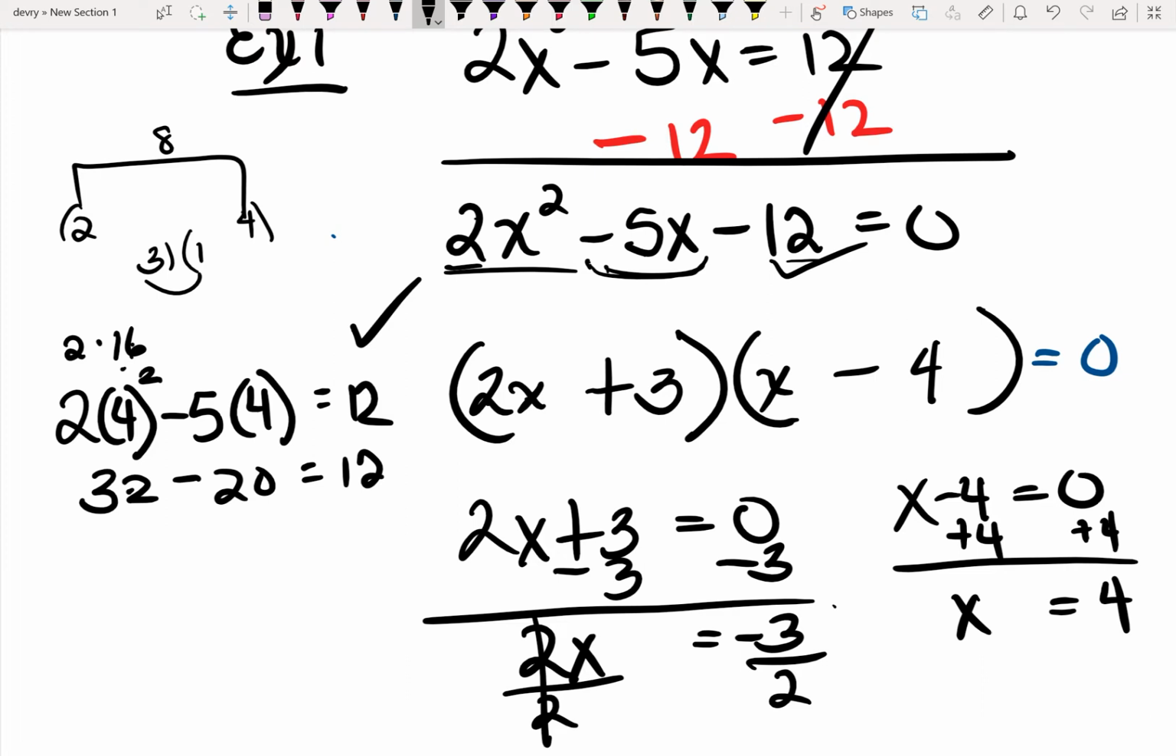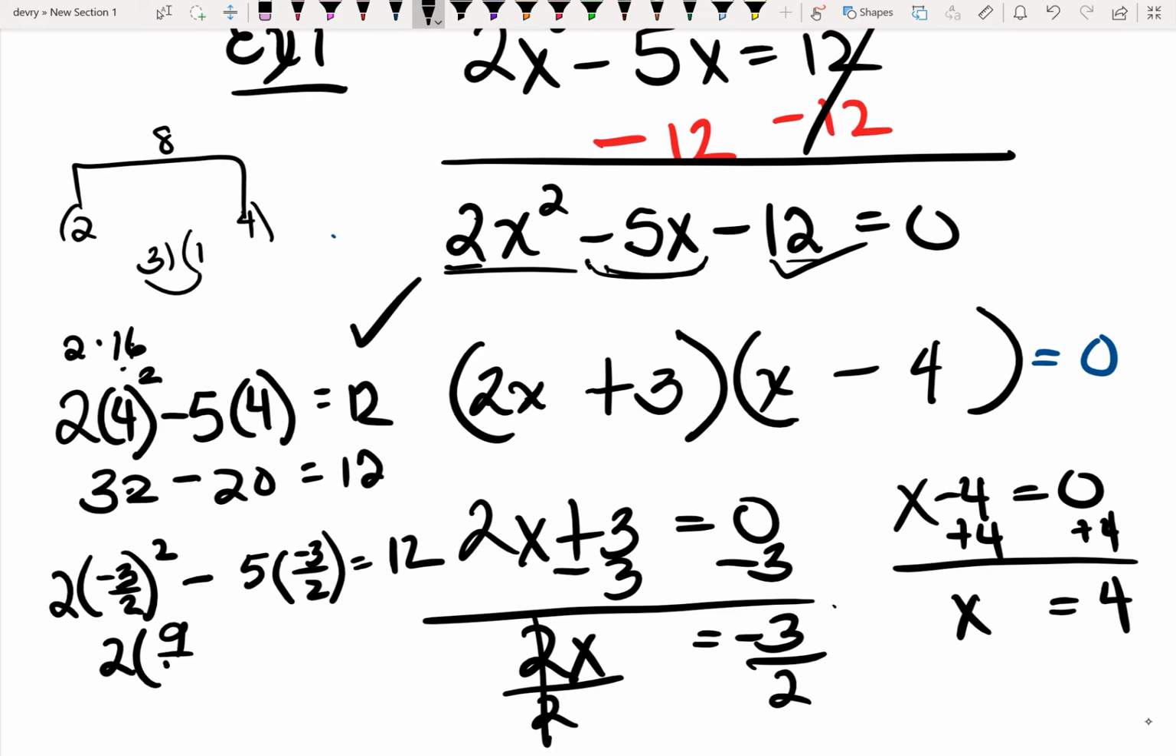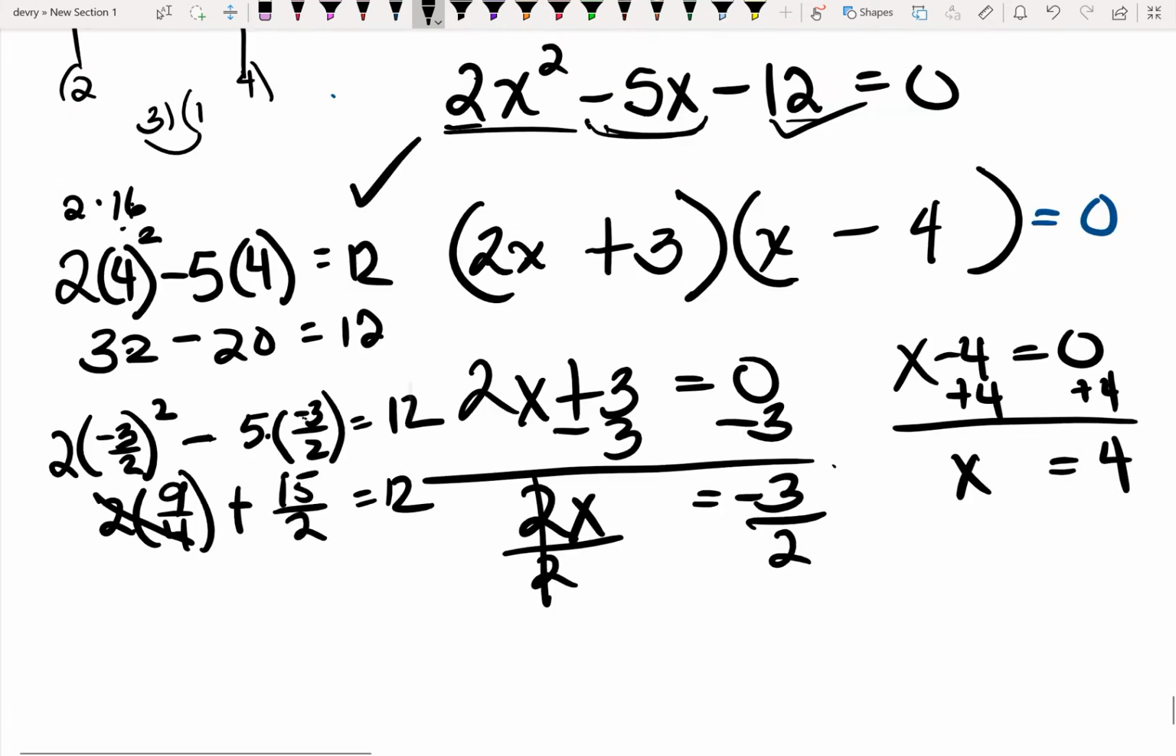We do the same thing with that negative 3 over 2. So 2 times negative 3 over 2 squared minus 5 times negative 3 over 2, is that equal to 12? Well, let's see. Technically this will become 2 times 9 over 4 initially, minus, the minus 5 times is actually plus, negative times negative, so 15 over 2. Is that equal to 12? Remember the 2 is going to cancel with the 4, leaving you 9 over 2.